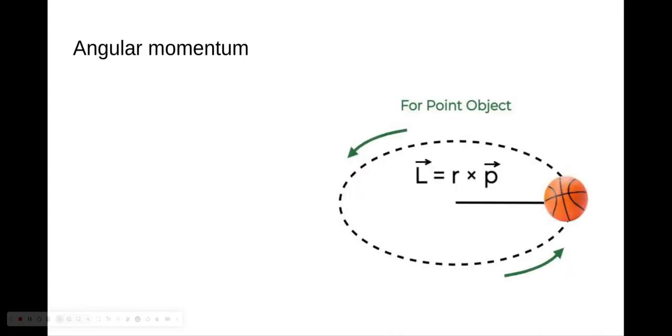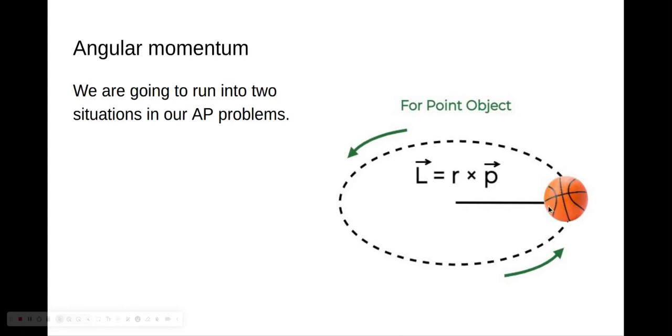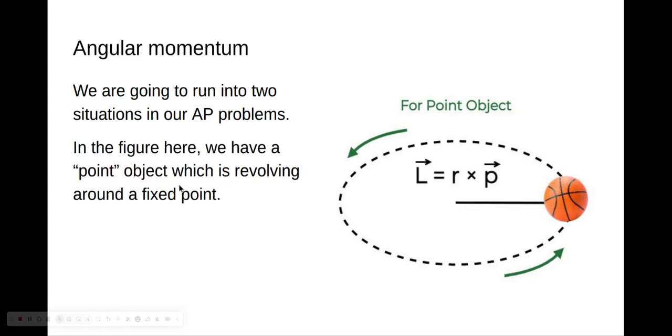Now, in AP Physics, we're going to run into two situations. One is where we have what's called a point object. In this case, it's not really a point, it's a basketball in the picture. The situation we have here is maybe there's a hand holding it, there's a string that the basketball is attached to, and they're swinging it in a circle. So for a point object revolving about a fixed point, you could find the angular momentum as the product of the distance between the pivot and the center of mass of this object times its linear momentum.